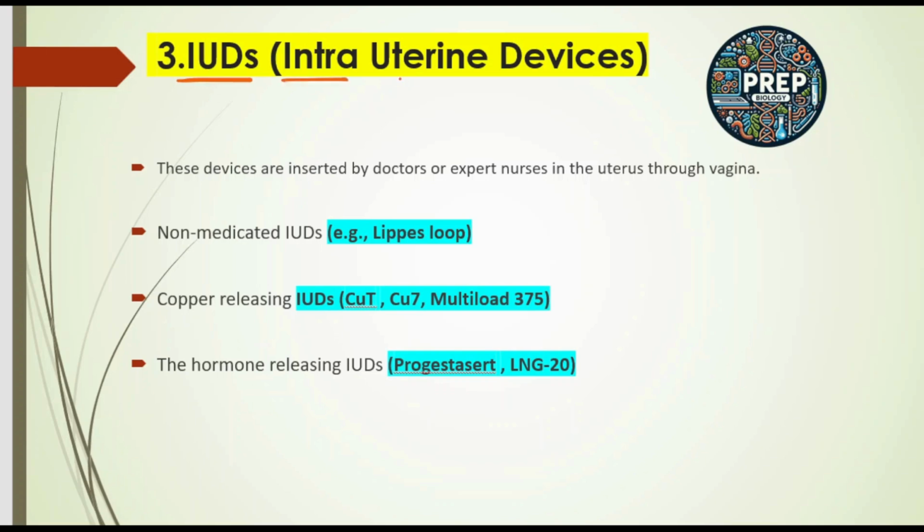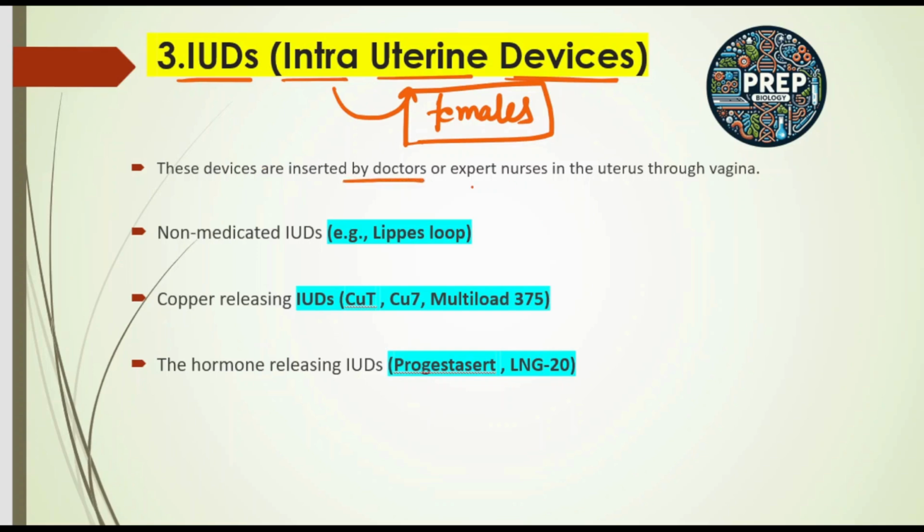IUDs are the intrauterine devices. This is very, very important. Intrauterine devices, as the name suggests, are inserted into the uterus of the females. So intrauterine devices are used by the females. These devices are inserted by doctors or expert nurses in the uterus through the vagina, so IUDs are inserted especially by the doctors or the experts.